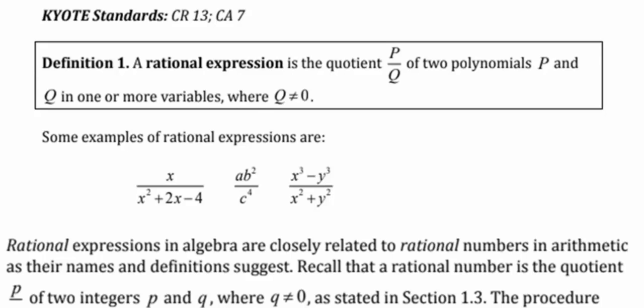We also want to make sure we understand that the denominator could never be zero because we cannot divide by zero. So there are a few examples right there of rational expressions. Notice they have a numerator and denominator. That's what makes them rational.